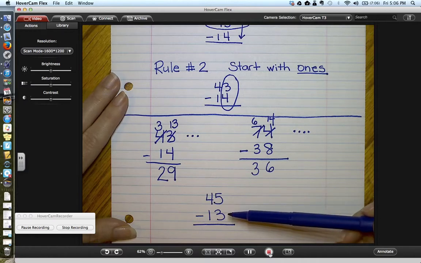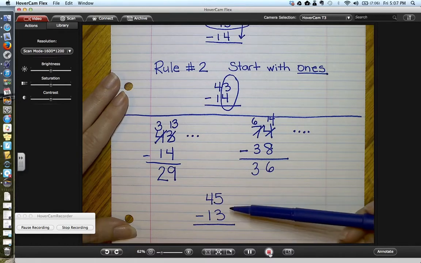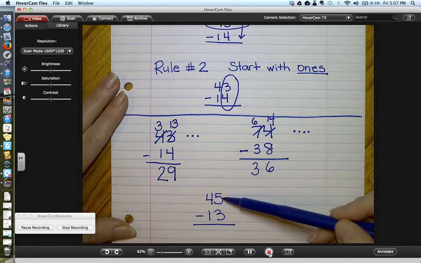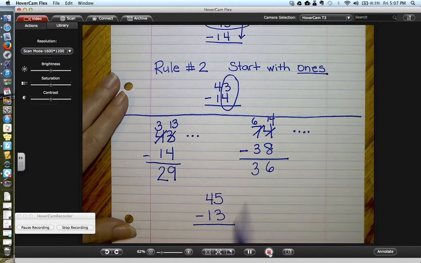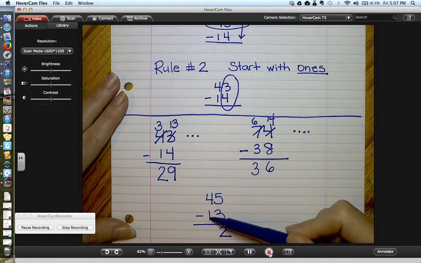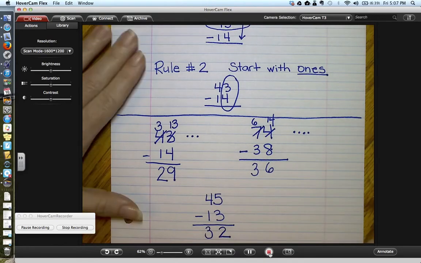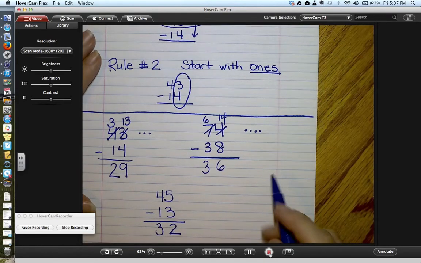So you don't have to do all the hard trade first or borrowing. It's just simply subtracting down. If this one works, then let's do it. 5 minus 3 is 2. 4 minus 1. Great job. Watch me try this one. You don't have to do it unless you want to.